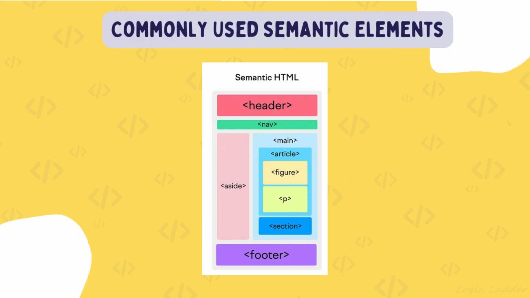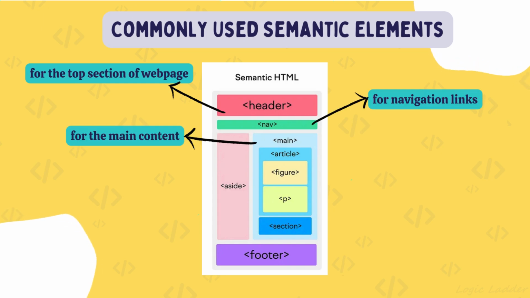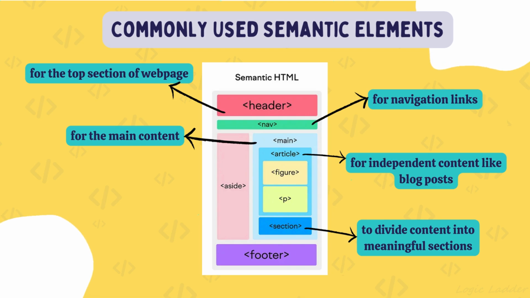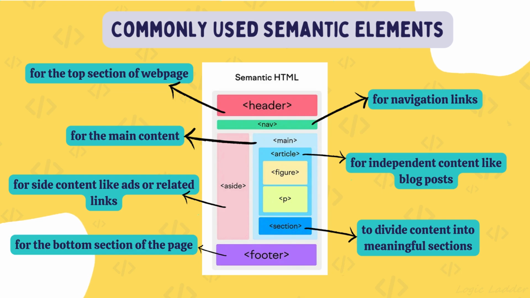Here are some commonly used semantic elements. Header, for the top section of a web page. Nav, for navigation links. Main, for the main content. Section, to divide content into meaningful sections. Article, for independent content like blog posts. Aside, for side content like ads or related links. Footer, for the bottom section of the page.